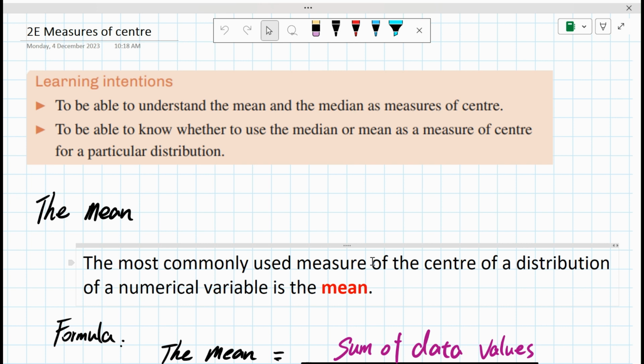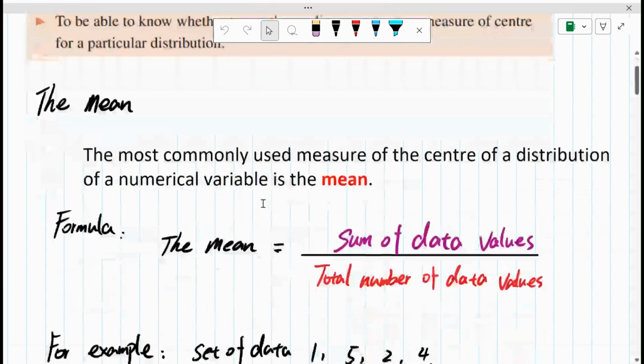Today we're going to keep doing chapter 2, which is data sets and distributions. And today we're going to try to learn some measures of center, something about the mean, and how to work out the median, mean, and so on for particular distributions. So first things first, let's start with the mean.